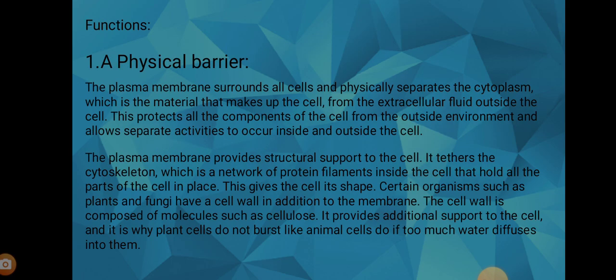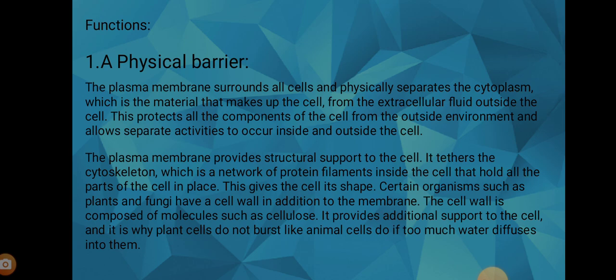The plasma membrane surrounds all cells and physically separates the cytoplasm, which is the material that makes up the cell, from the extracellular fluid outside the cell. This protects all the components of the cell from the outside environment and allows separate activities to occur inside and outside the cell. The plasma membrane provides structural support to the cell. It attaches to the cytoskeleton, which is the network of protein filaments inside the cell that hold all the parts of the cell in place. This gives the cell its shape.